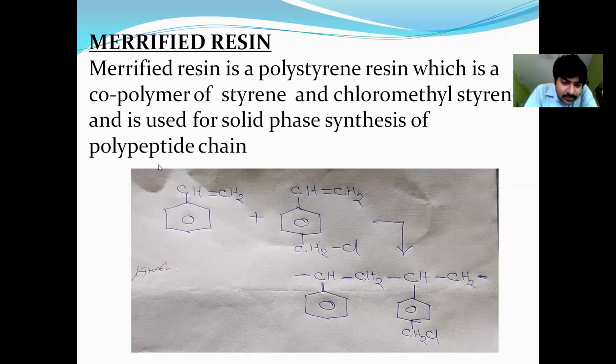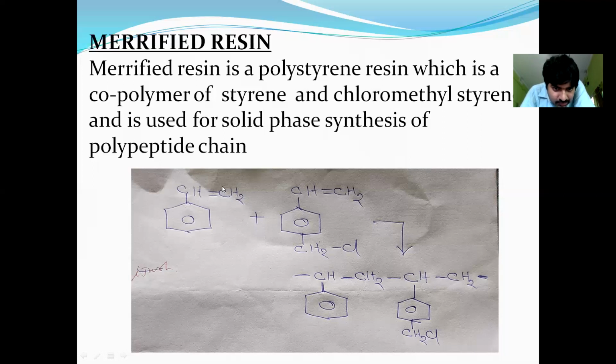So let us take this is styrene, and this is chloromethyl styrene. This is styrene and this is chloromethyl styrene. So what is the actual situation? Just see. This double bond will become a single bond.